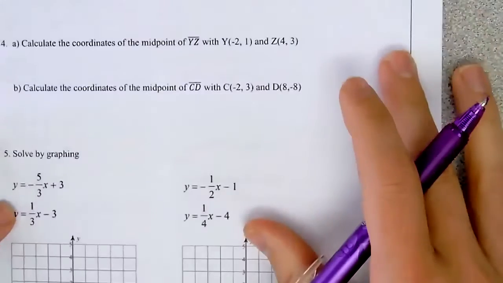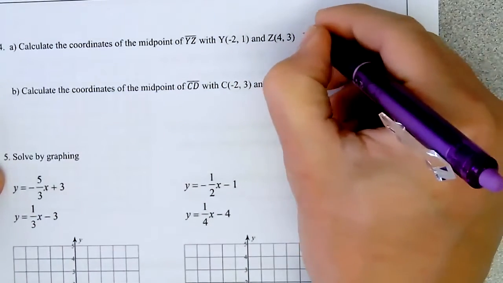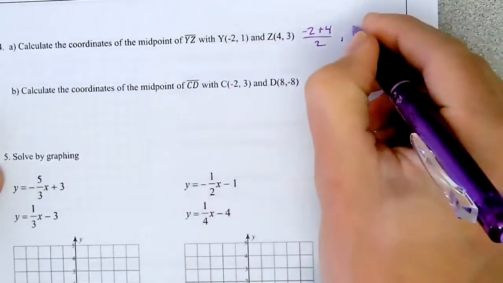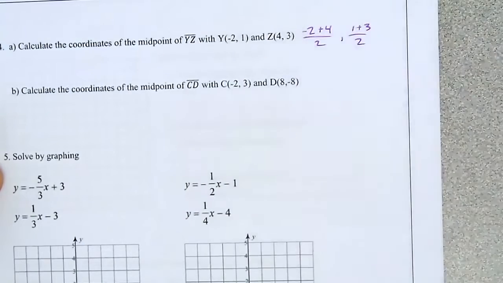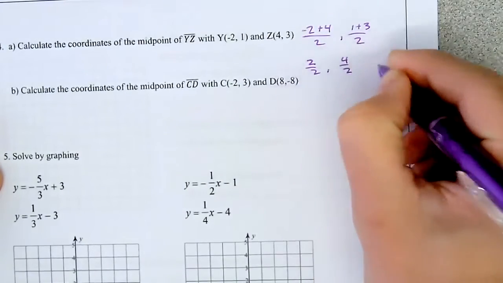Second page, calculating the midpoint. Should be the easiest thing on the test. Add your x's together, divide by 2. -2 plus 4 over 2. Add your y's together. 1 plus 3 divided by 2. Gives you 2 over 2 and 4 over 2.